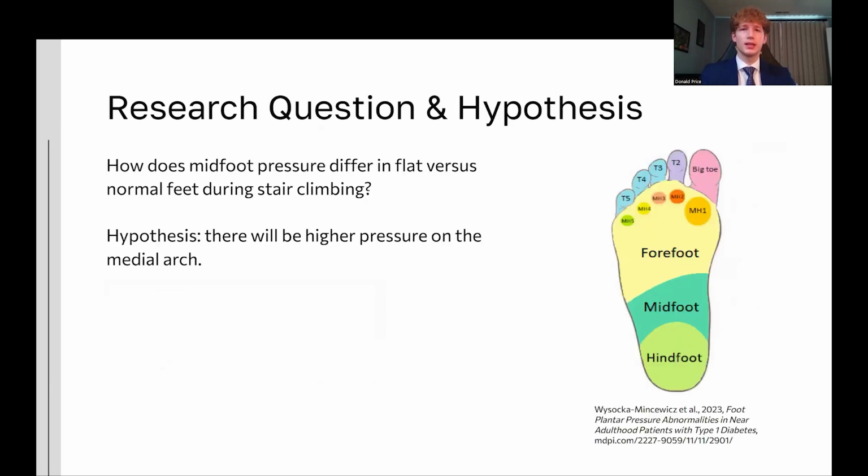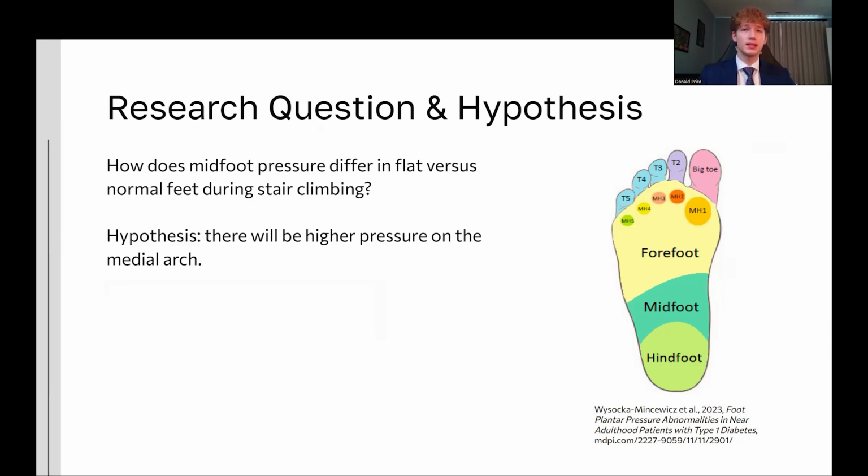The focus of my study is on how midfoot pressure differs between individuals with flat feet and those with normal feet while stair climbing. My initial hypothesis was that people with flat feet would show higher pressure on the medial longitudinal arch, since the collapse of this arch should direct more weight inward.